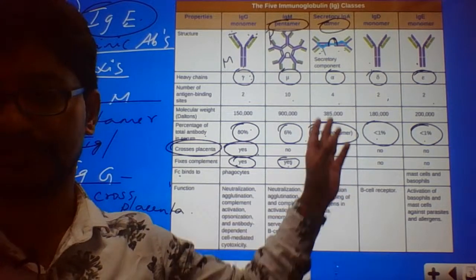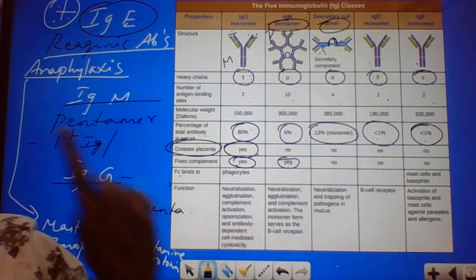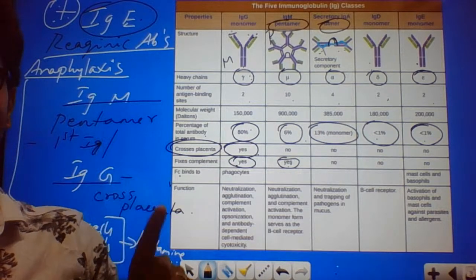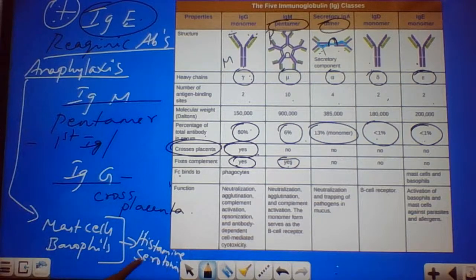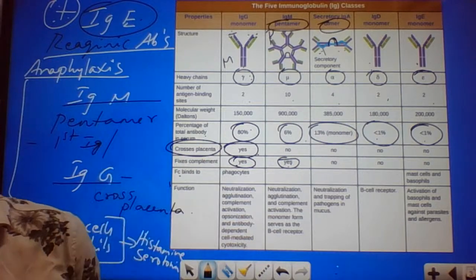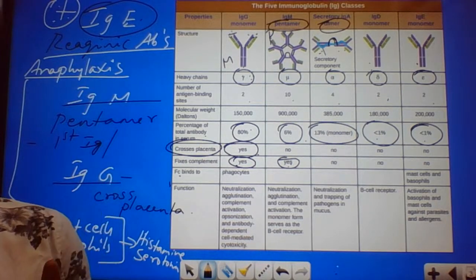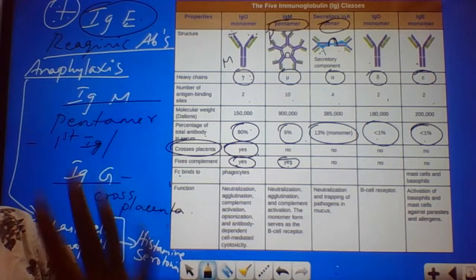Okay, so I'll be sending this image. This is the important area. You get questions mainly from IgE, basophils, mast cells, reagenic antibody, histamine, serotonin, right? In this area, anaphylaxis will definitely come. Whatever related question comes here, you should select IgE. Then IgG is the one which crosses the placenta. Remember pentamer: IgM is a pentamer and this is the first immunoglobulin.